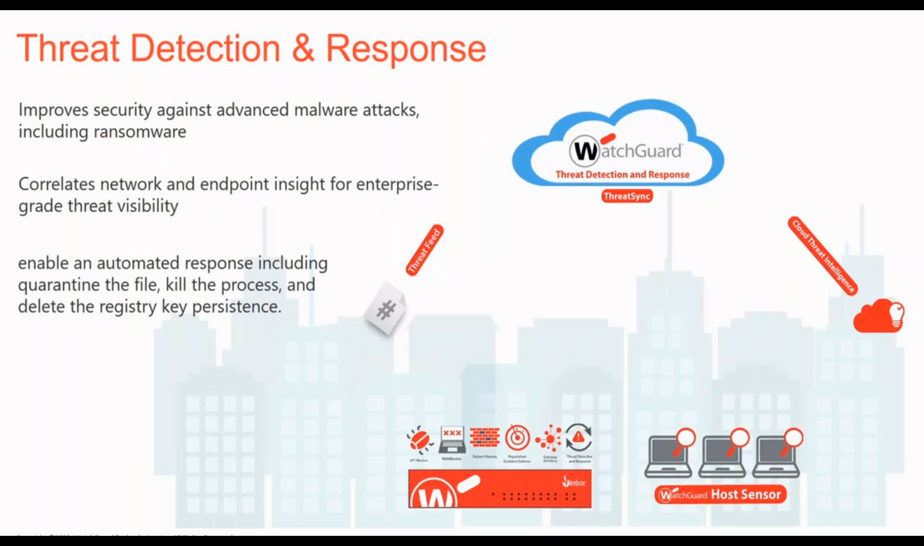Now, why do we need this? Because it improves the security against advanced malware attacks, including ransomware. So we talked about phishing attacks, we talked about ransomware, how we can stop ransomware attacks. You have to have something to complement the antivirus that you have, that will do threat detection and response. It's more about the behavior and what's happening in the end user device. It's going to enable you also to automate the response, including to quarantine the file, to kill the process, delete the registry, and so on.